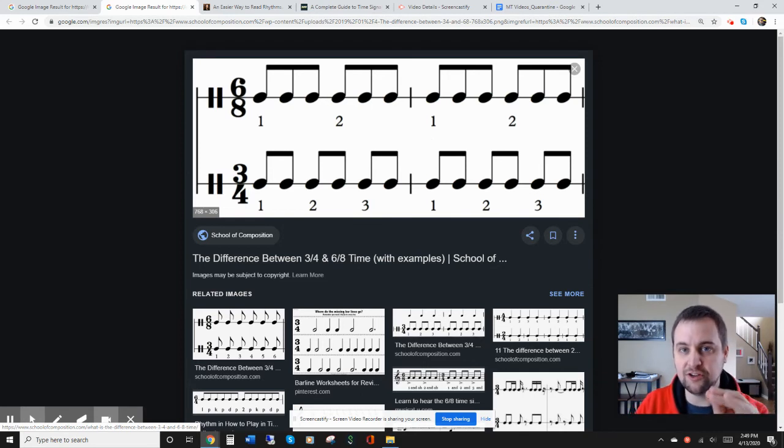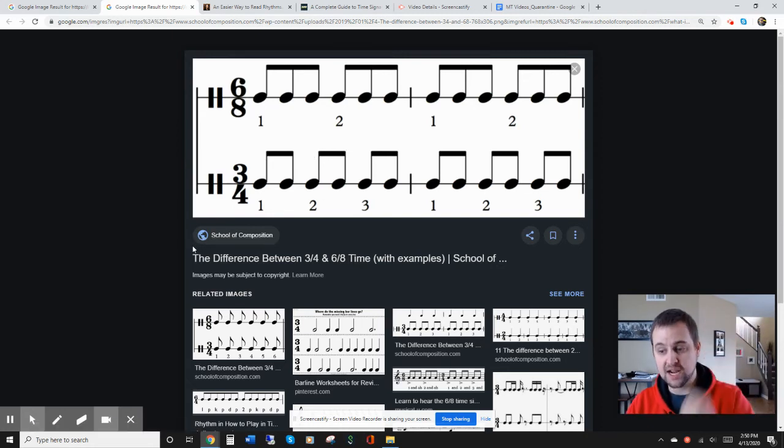Meter is how you feel the pulse and how you feel the beats, how you feel the notes within the measure. So 6/8 and 3/4, although they have the same amount of 8th notes in a measure, they are felt differently. 6/8 has 2 big beats subdivided by 3 8th notes. And 3/4 has 3 big beats subdivided by 2 8th notes. So that's the feeling.